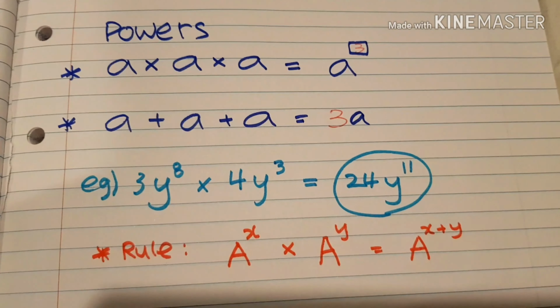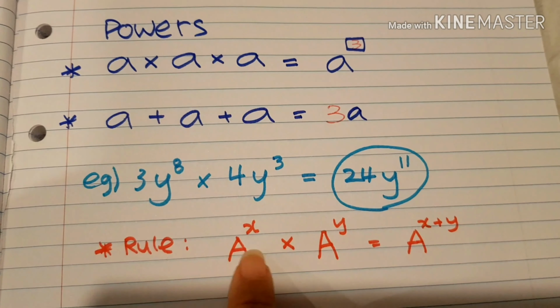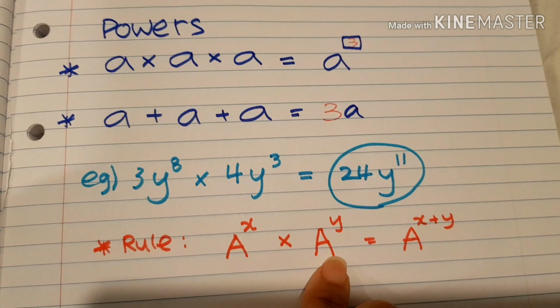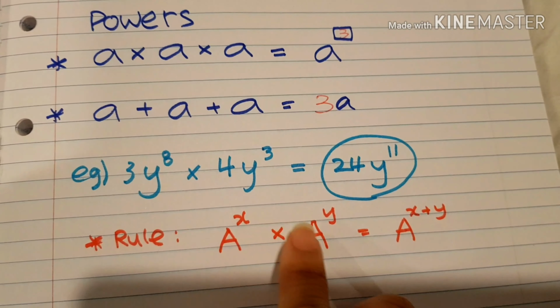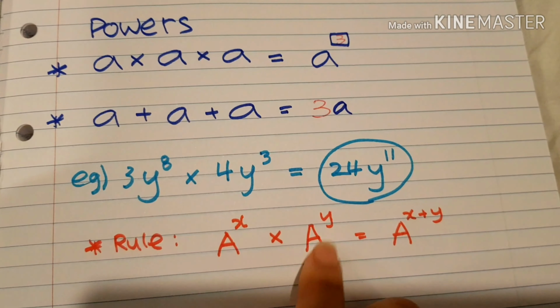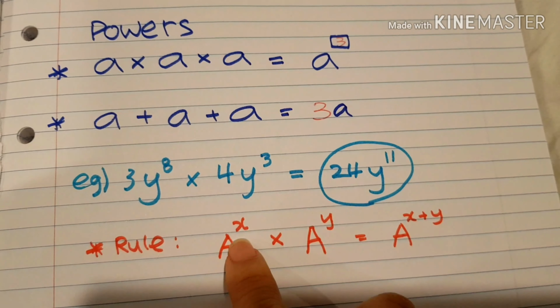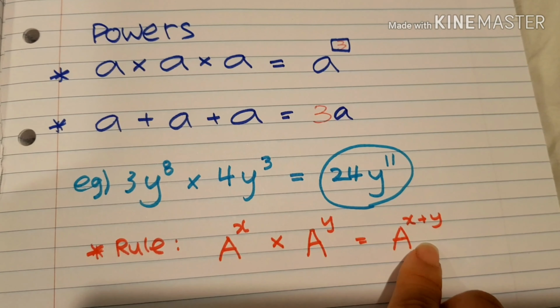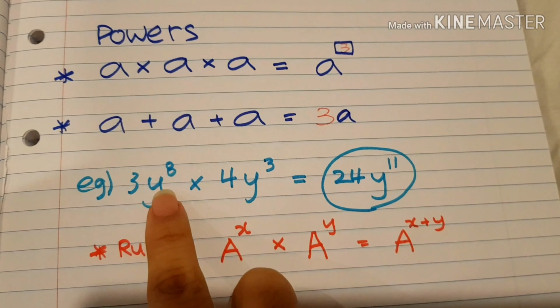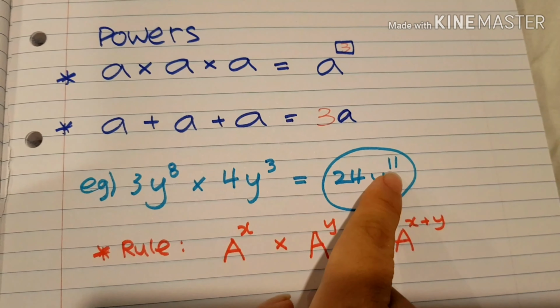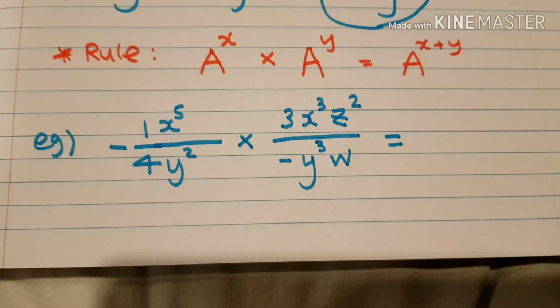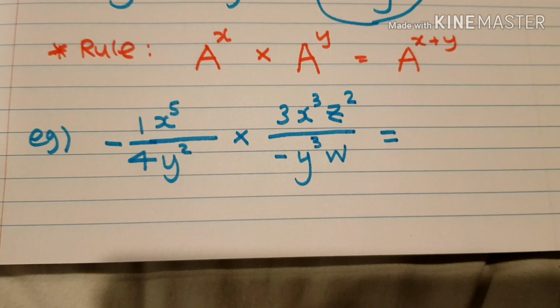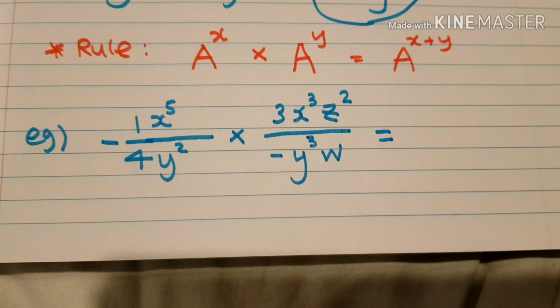So here we go, we have a rule for multiplying the same a's: a to the power of x, and a is the same with this one to the power of y. What do we do? We add the powers like this. 8 plus 3 becomes 11. Okay, then have a go at doing this one.